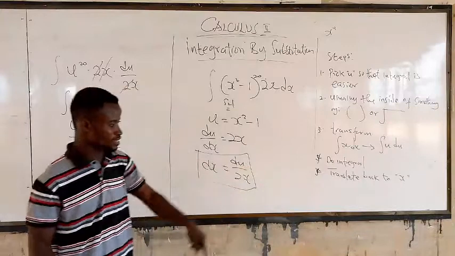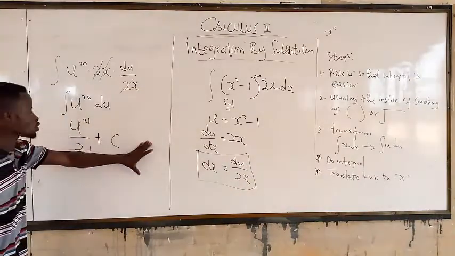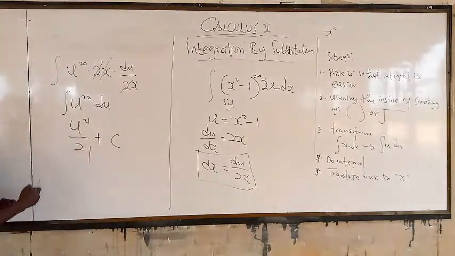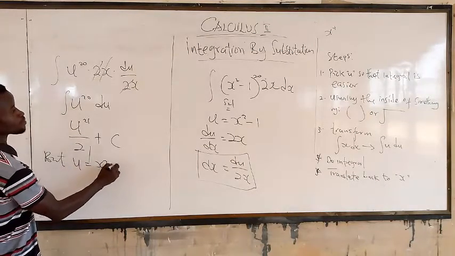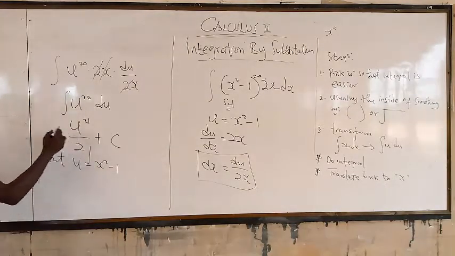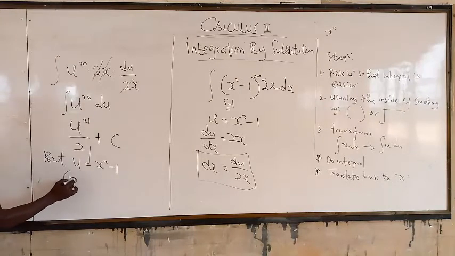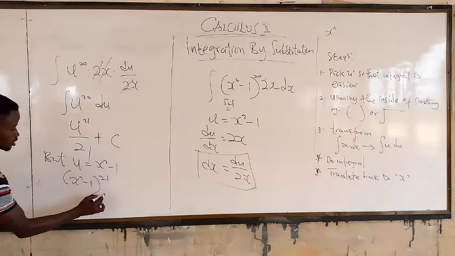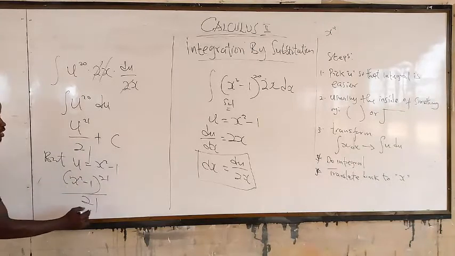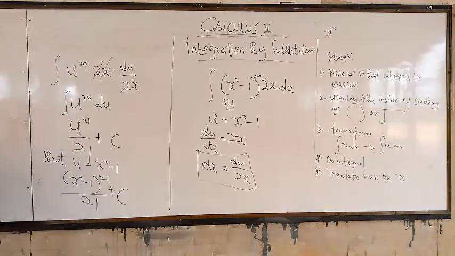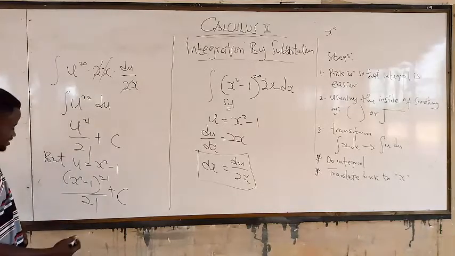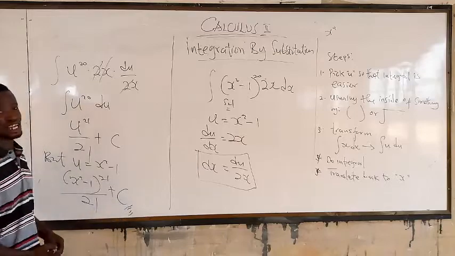Translate back to x. So this is our result, alright, but we need to translate back. So back, u is equal to what? s squared minus 1. So by substitution, we get s squared minus 1 to the power 21, all over 21 plus c. Beautiful. I hope you can see that. Alright, so this becomes our final answer.